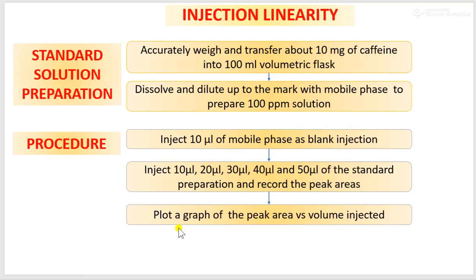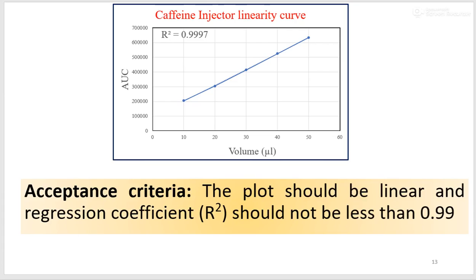And you have to plot the graph of peak area versus volume injected. So what is the acceptance criteria? The graph obtained of area under curve versus volume injected should be linear and the R square value should not be less than 0.99.